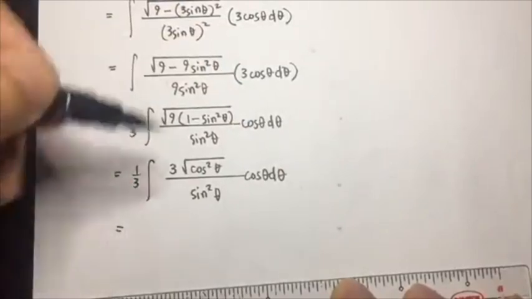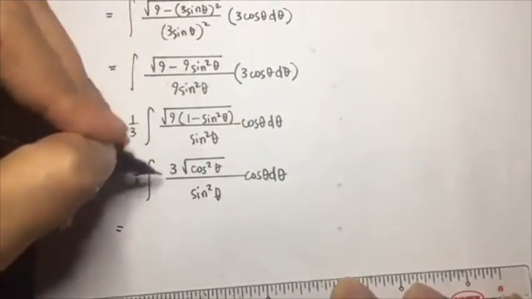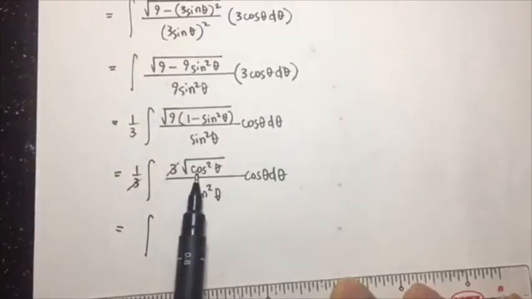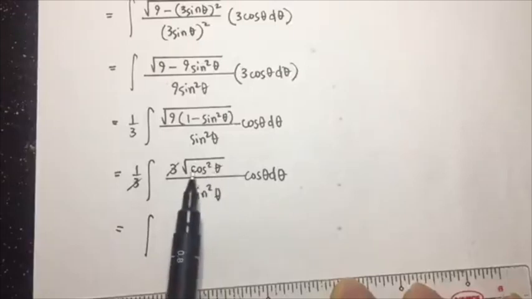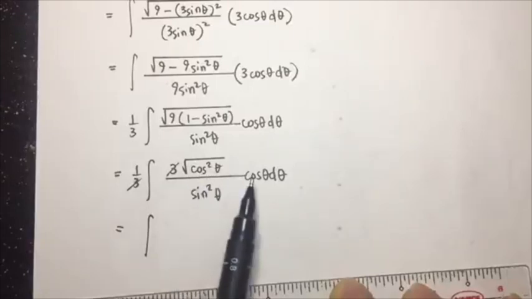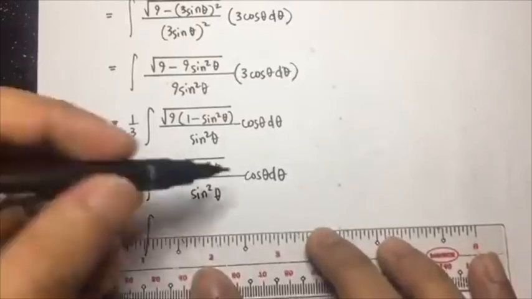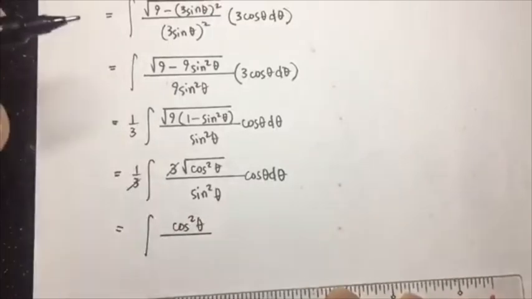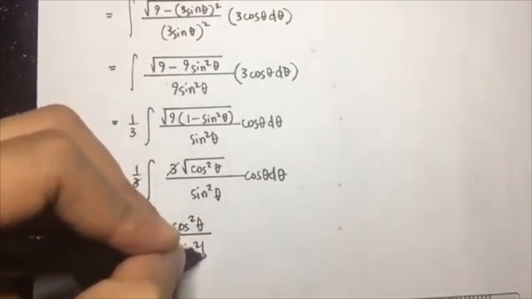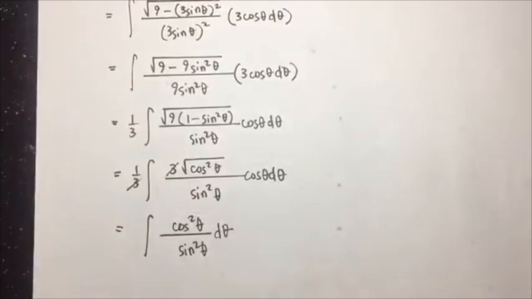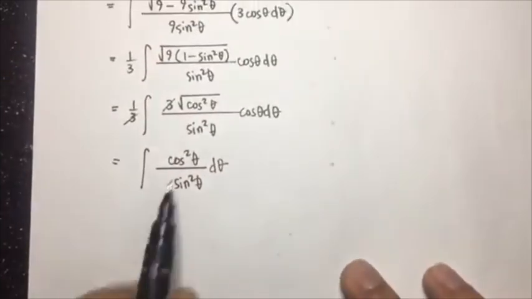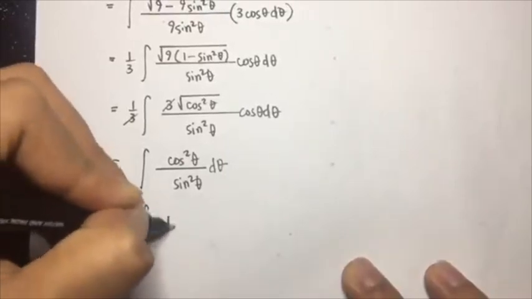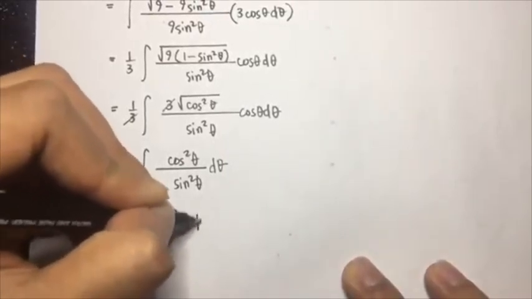As you can see, we have 3 and 1/3, so it will cancel again. What will remain is the integral of the square root of cosine squared theta, so that is cosine theta. But multiplied with cosine theta, the numerator will be cosine squared theta over sine squared theta d theta. We know that cosine squared theta over sine squared theta is equal to cotangent squared theta.